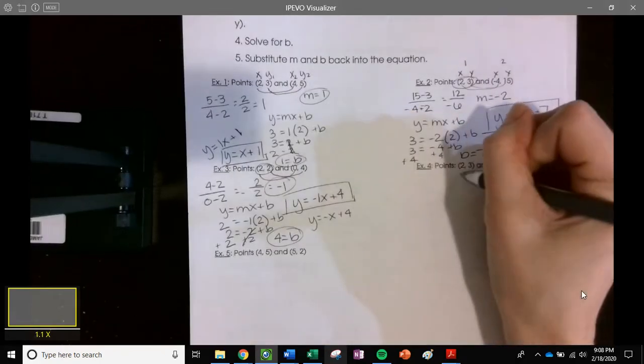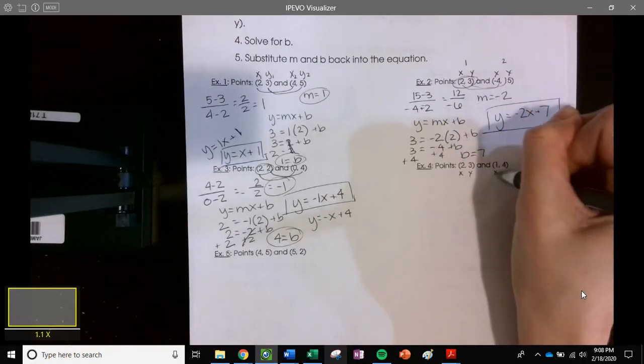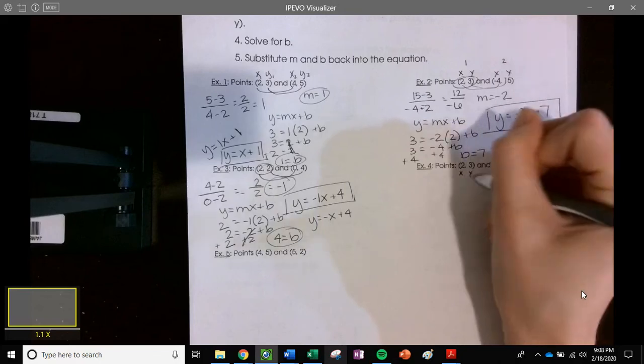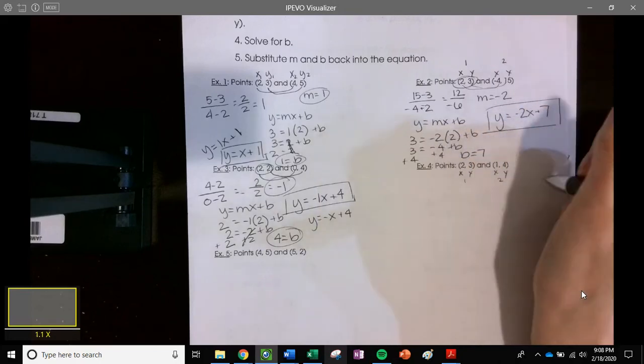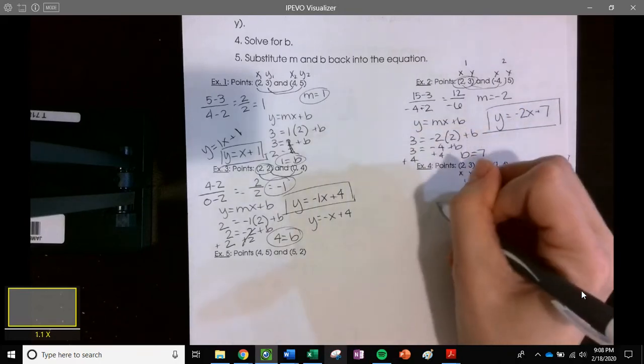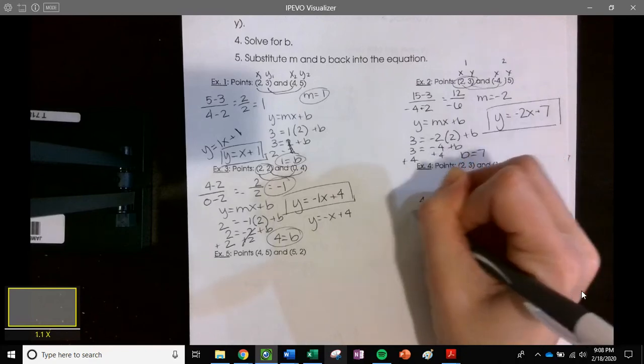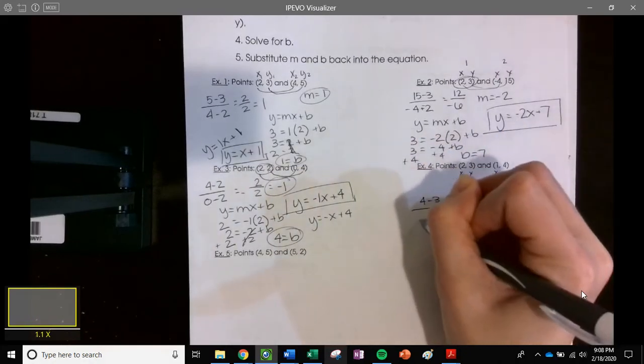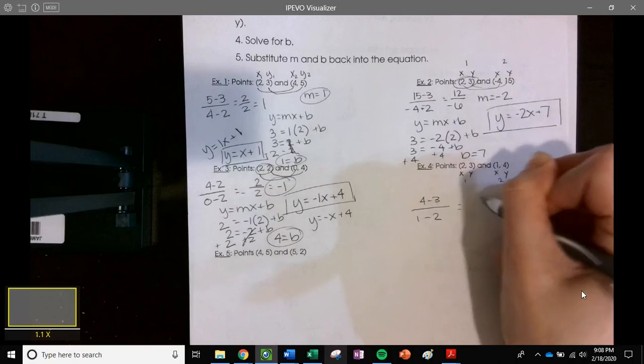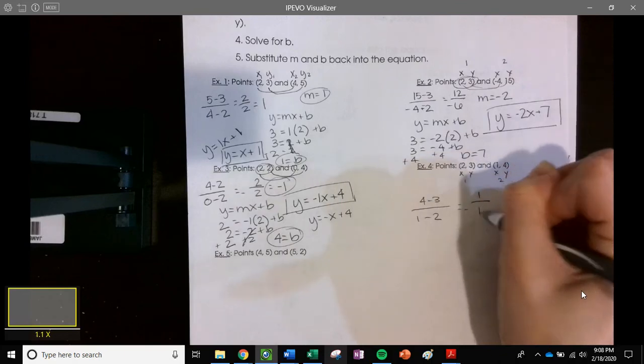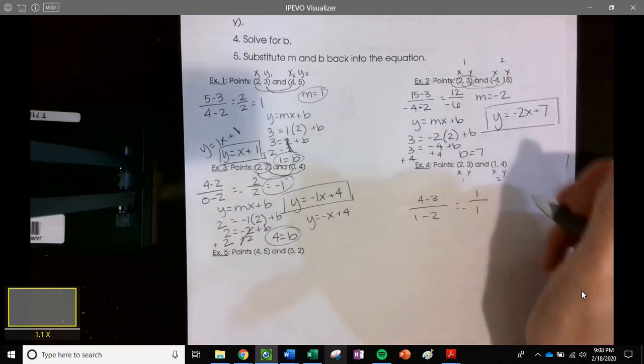Okay, so x and y. This is the 1 and this is the 2. I'm going to do 4 minus 3 and 1 minus 2. And this is going to give me 1 over negative 1. That's my slope.